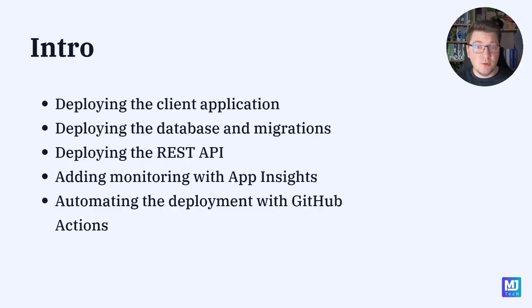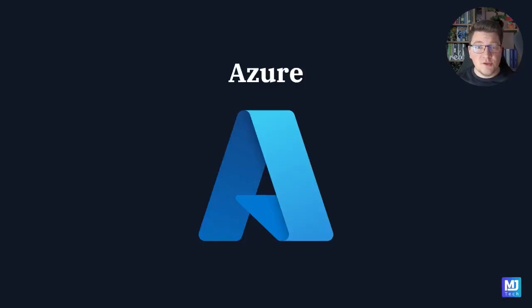I'll show you how you can use it to deploy the client application as well as our REST API while also applying database migrations. I will be using Azure as my cloud provider, and this is where I'm going to deploy all of my services. We're going to use the Azure Static Web Apps to deploy the client application. We'll use the Azure offering for Postgres to deploy our database, and we'll use the Azure App Service to deploy the DevHabit REST API.